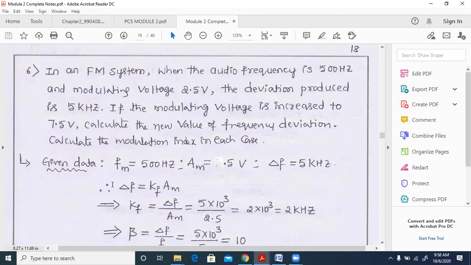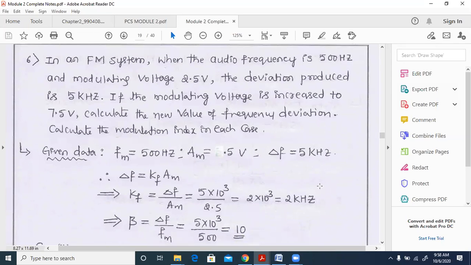So del F is equal to Kf into Am. Am is given there, so Kf is what you can find. Kf is equal to del F by Am equal to 5 into 10 to the power of 3 divided by 2.5. That is 2 into 10 to the power of 3, that is 2 kilohertz per volt. It should be volt, 2 kilohertz per volt. Here he has not written per volt. Please note that. Then beta is equal to del F by Fm.